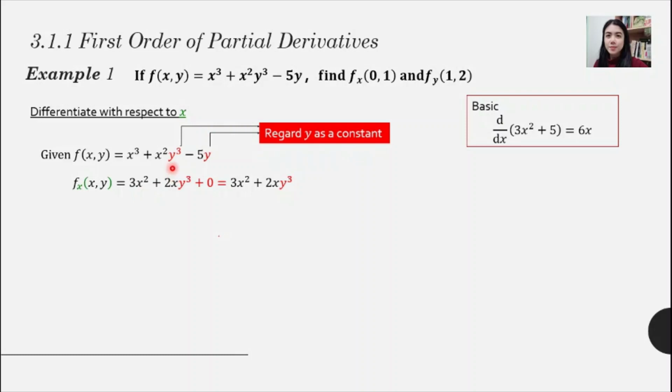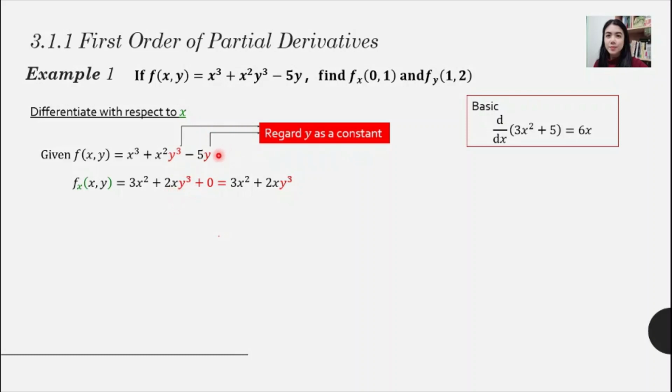The second item that we have is x squared y cubed. So do we have the x here? Yes, we have the x here. So what happens if we differentiate the x? If you differentiate x squared, you have 2x. And how about the y? The y cubed here is actually constant. So this one is 2x, you multiply with the constant y cubed, so it will give you 2x y cubed.